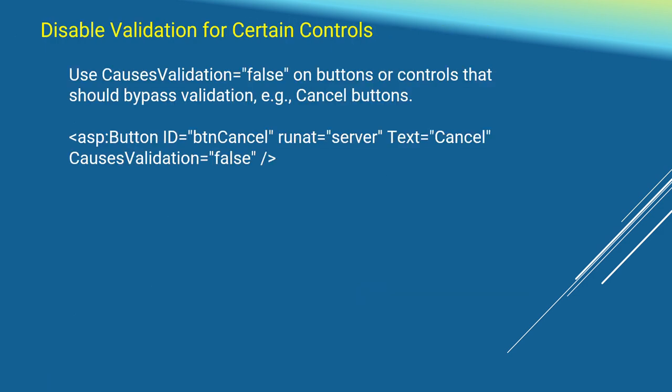Sometimes you want buttons like cancel or reset to bypass validation. Set causes validation to false on those controls to prevent triggering validation when clicked.